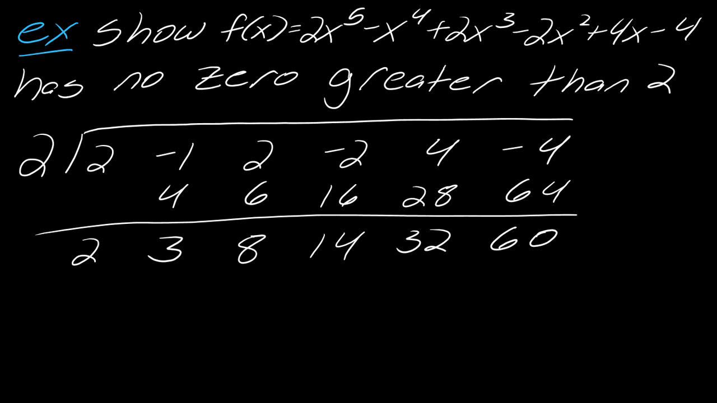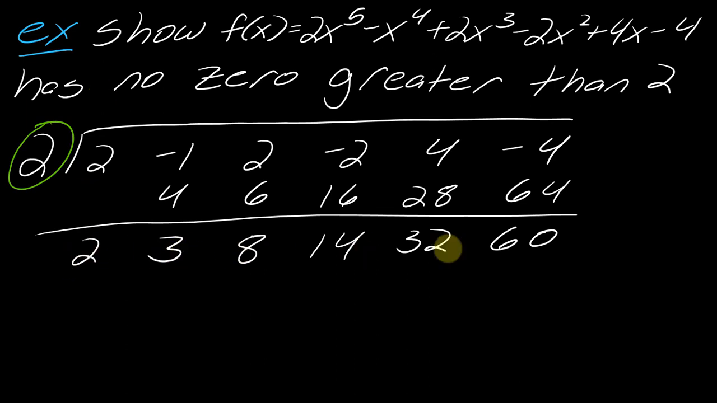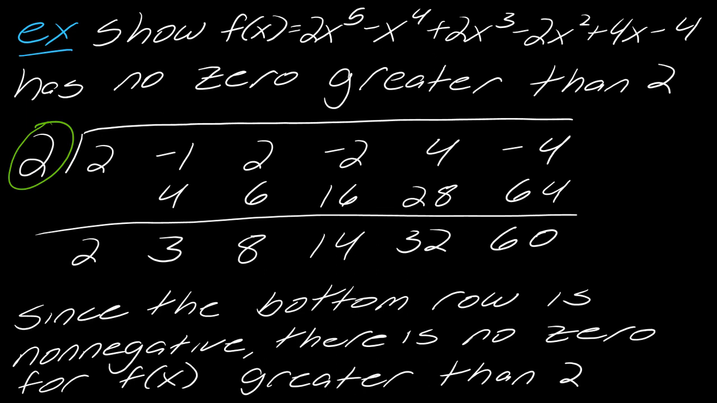That's what I get. Now we have a positive c here, c greater than 0, and the last row is all non-negative. So there is no 0 greater than c. Notice all of these, they're not negative. So my conclusion would be there is no 0 greater than 2 because the bottom row is all non-negative. Again, if you're trying to find a 0 using the rational zeros theorem and you notice these types of results, this helps you narrow in on better guesses.